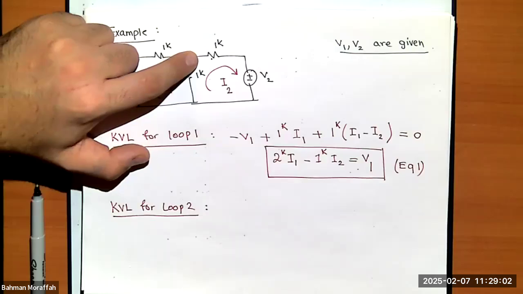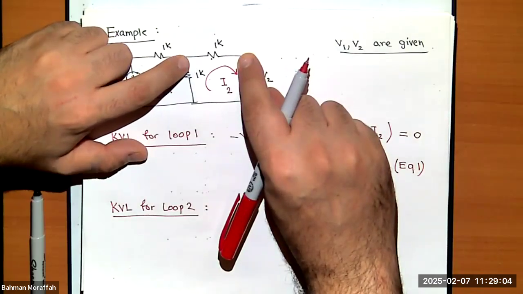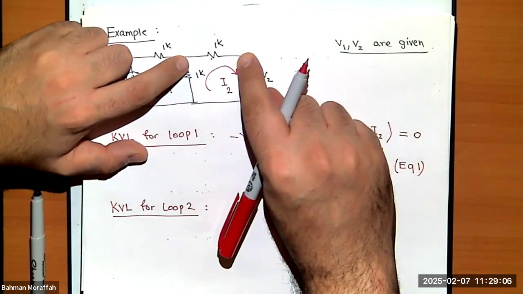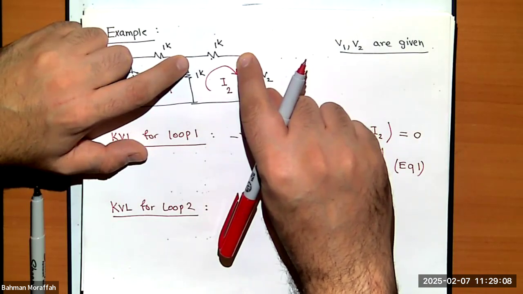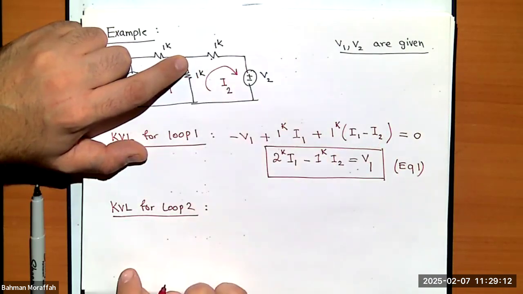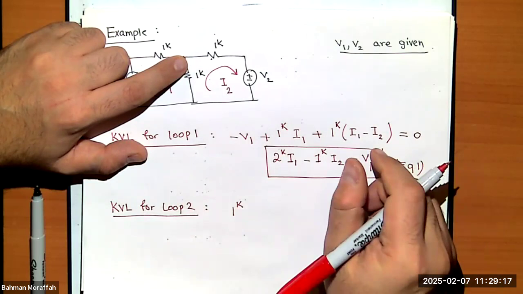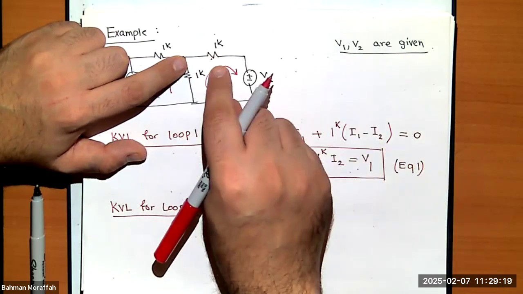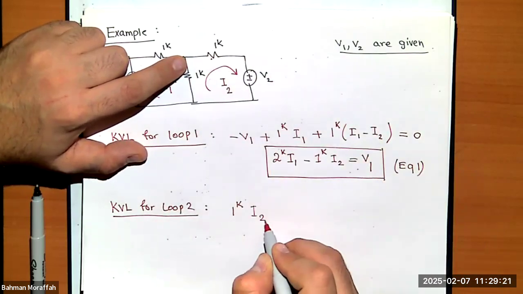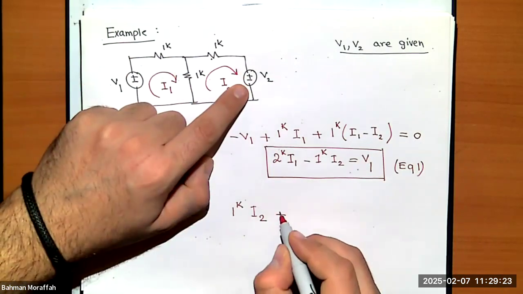Let's start here. What is the voltage across this 1K up here? Again, that's a simple one. It's not shared between two loops. It's only in one loop. What is the voltage across it? That's the value of the resistance times the current through it. What is the current through it? I2, plus V2.